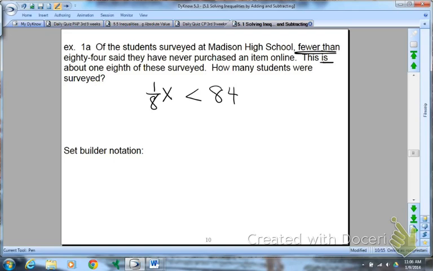And then let's refresh our memory on solving fractions. What do we do to solve for a variable that has a fraction? Multiply both sides by the reciprocal of 1/8. What is the reciprocal of 1/8? 8/1, or could we just say 8? Yes. And if you have a calculator, great. If not, you can go to the side and multiply. 8 times 84 is 672.